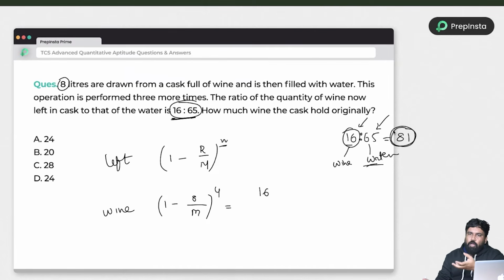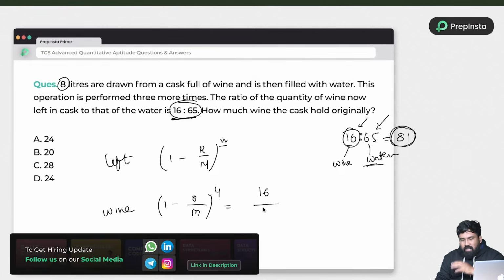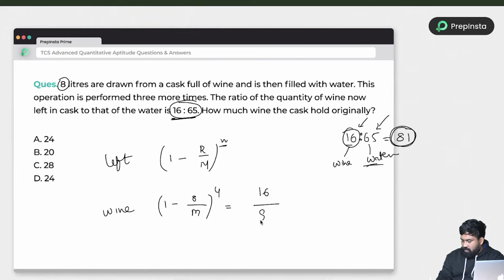The major problem students will face is that they don't know the theoretical concept and they'll try to do it with different methods. It's a waste of time. So I want to know the total amount of cask capacity. So this is the total wine left, 16 by 81, not 16 by 65. So in order to remove the power 4, I am writing 16 as 2 power 4 and 81 as 3 power 4. They have intentionally designed this problem like this.